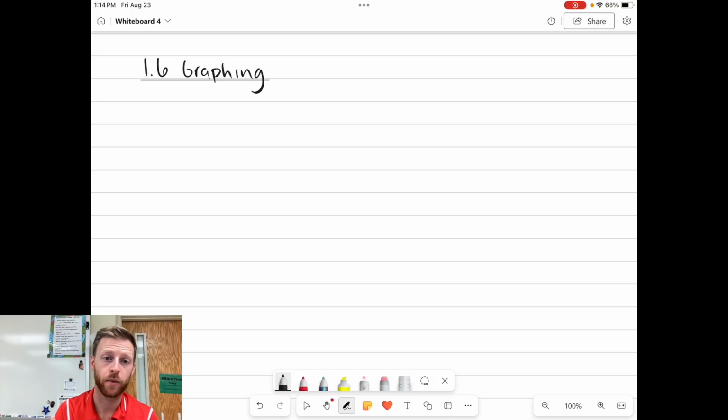Hey class, welcome to 1.6, which is all about graphing. That means that I can interpret graphs, I can make a graph. And so we're going to talk today about the different parts of a graph, as well as the kind of trends that we are going to be looking for when we graph data. Because in this class, as we start graphing, that's exactly what we're looking for.